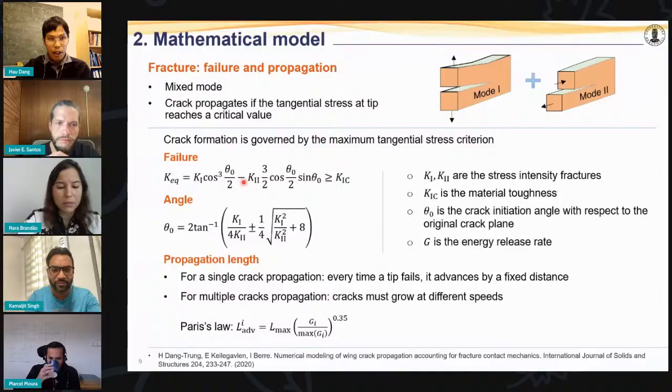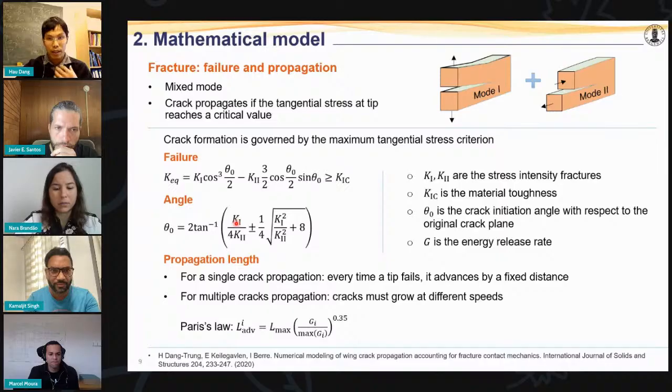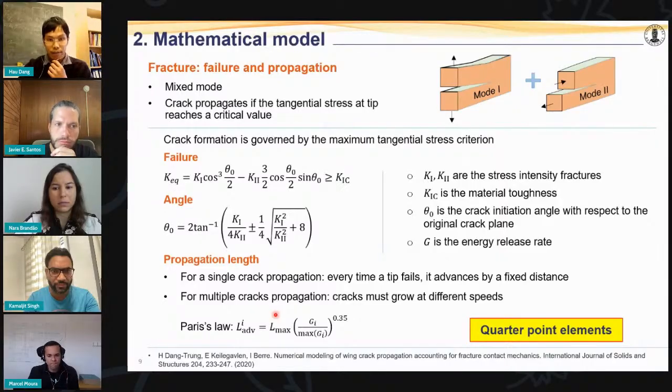The fracture emerges if the stress exceeds the material toughness criteria. Then the direction of new fractures can be determined through the stress intensity factor, and the length of the propagation is determined through the energy achieved. In my research, the stress intensity factors are determined by quarter point elements.